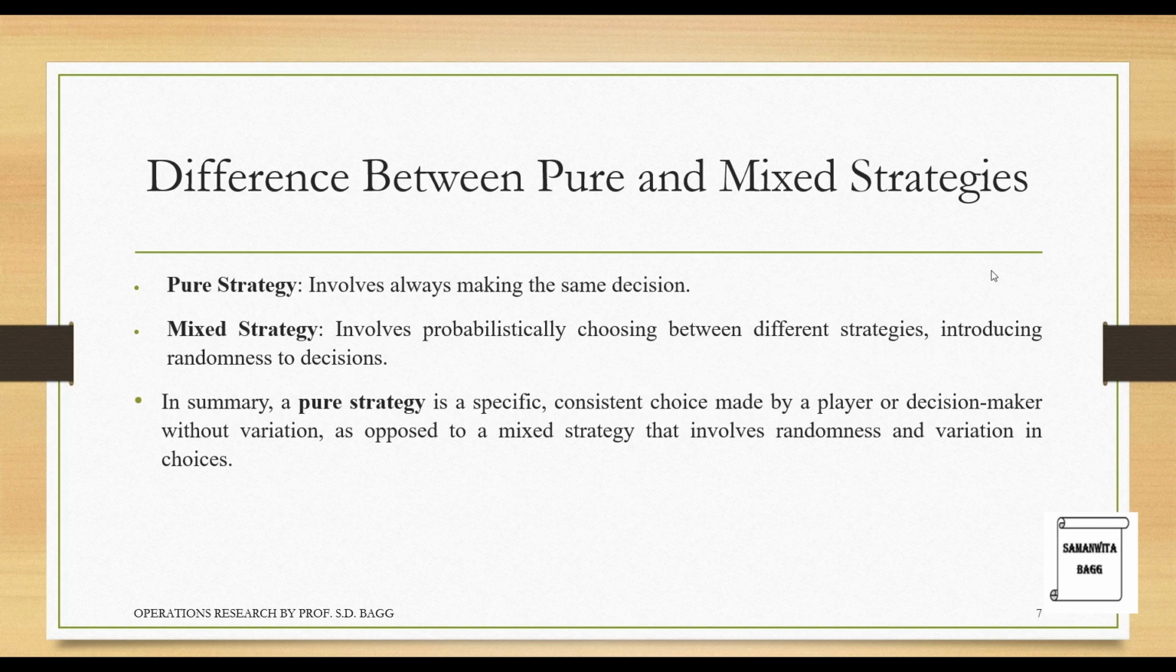Difference between pure and mixed strategies. Pure strategy involves always making the same decision. Mixed strategy involves probabilistically choosing between different strategies, introducing randomness to decisions. Like player B was choosing either rock, paper, or scissors, any one of the three. So that is called a mixed strategy. In summary, a pure strategy is a specific consistent choice made by a player or decision maker without variation, as opposed to a mixed strategy that involves randomness and variation in choices.